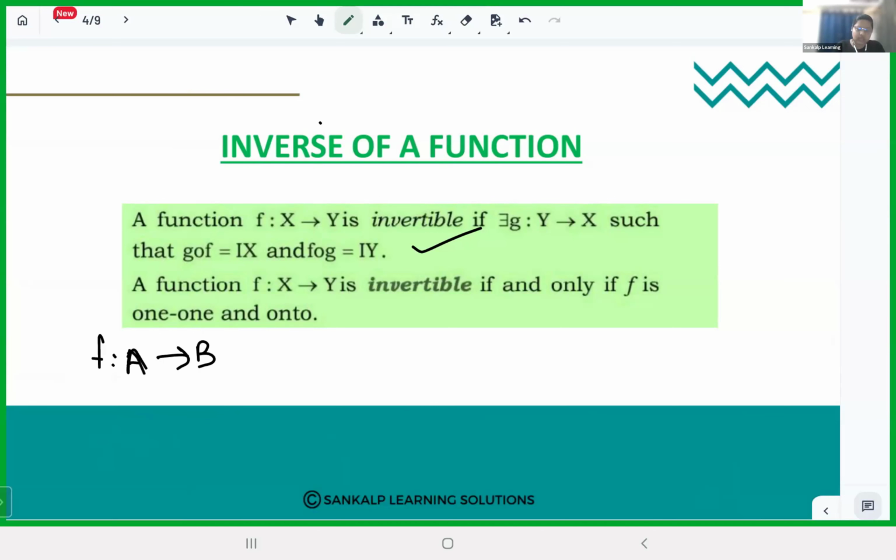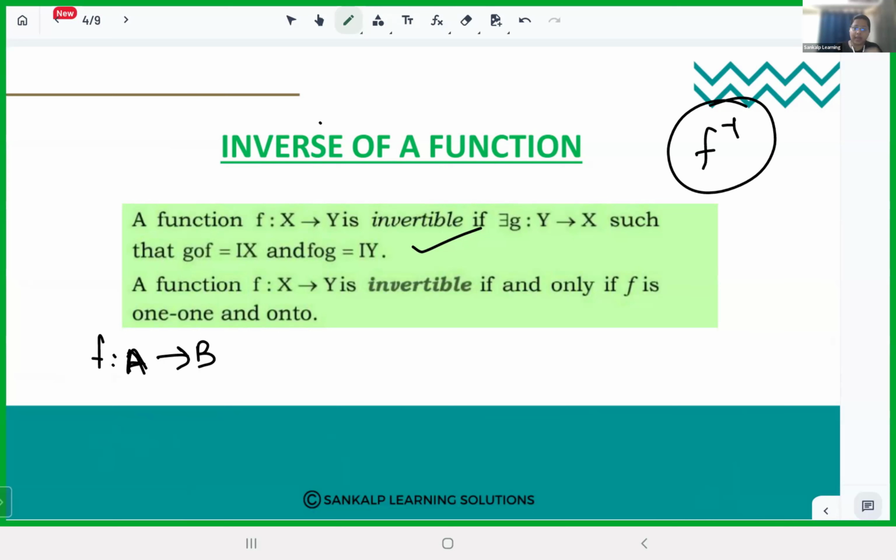Okay, A to B. Now, what will be the domain and codomain of f inverse? Okay, that is a notation, right? The inverse of a function f means nothing but f inverse. This is the notation. So what will be the domain and codomain of this particular function? It is inverse, right? We are discussing the inverse of a function.